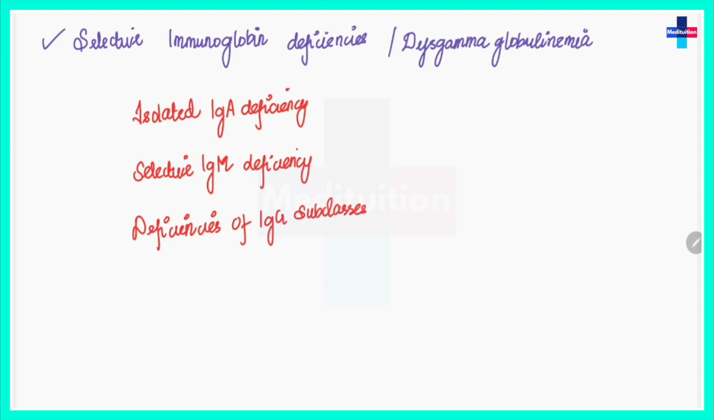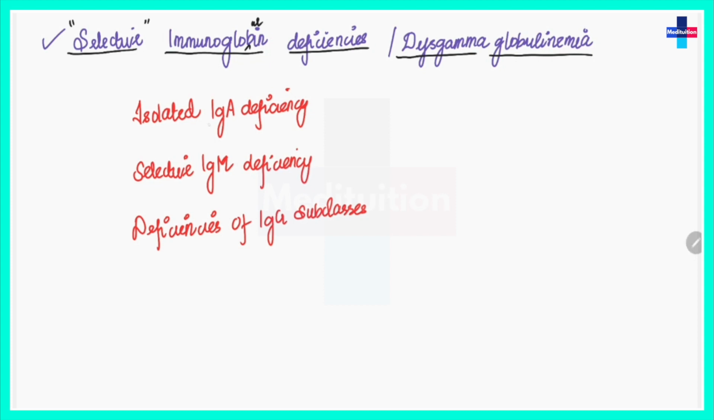Then the next disease we'll see is selective immunoglobulin deficiencies, which is also called dysgammaglobulinemia. The name says selective because in this disorder there is going to be a selective deficiency of one or more immunoglobulin classes. So it can be of 3 types.